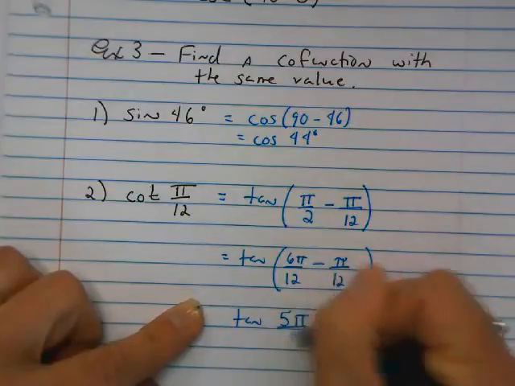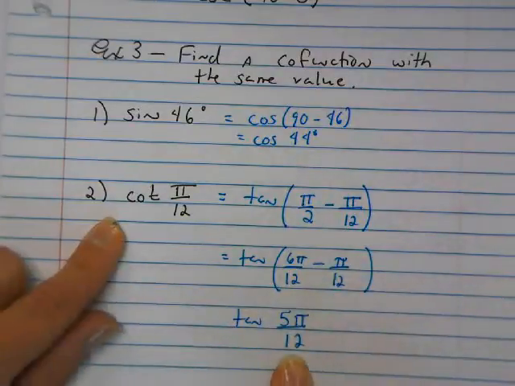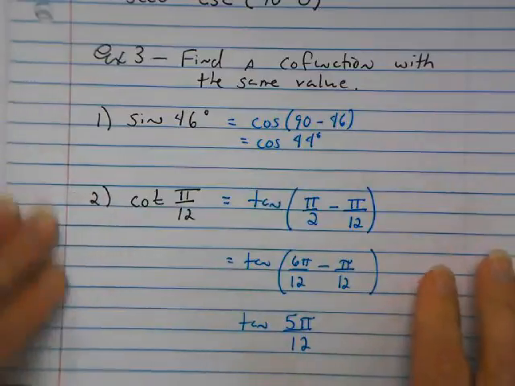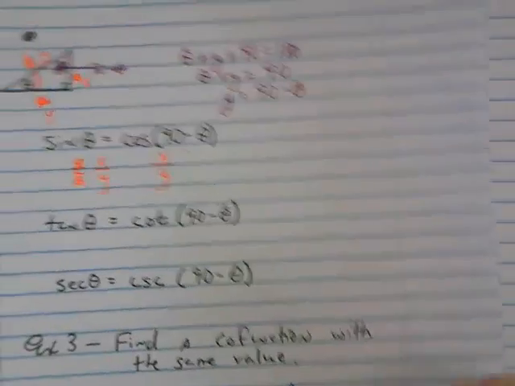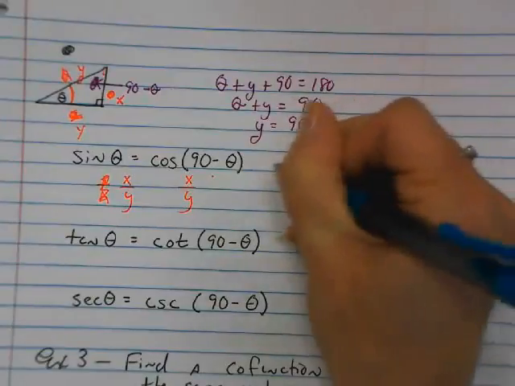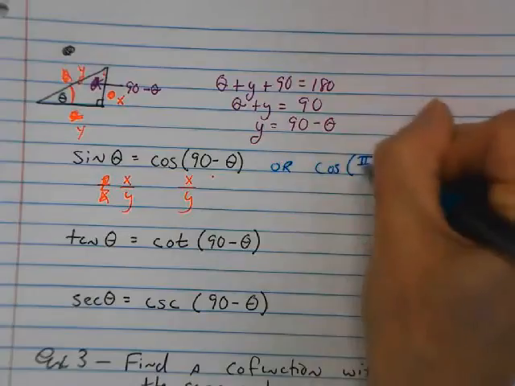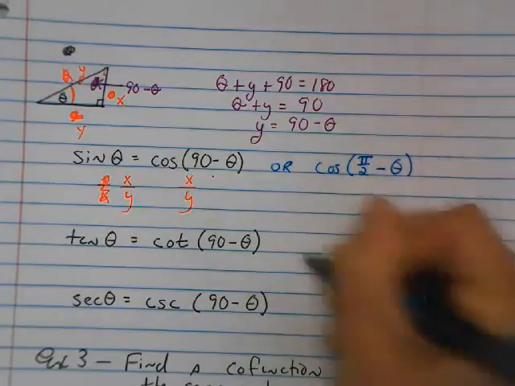Okay, so if you'd like to go back up here in your formulas and say, or cosine of pi over 2 minus theta. If you need that, some of you will understand that 90 and pi over 2 are interchangeable, but if it helps you to write it down, go ahead and write it down.